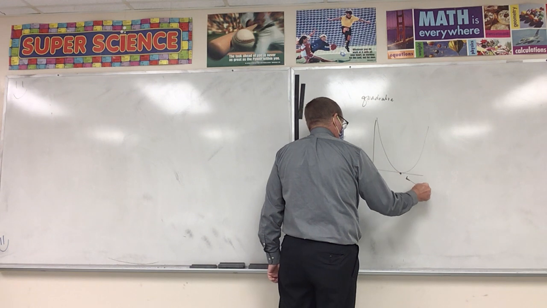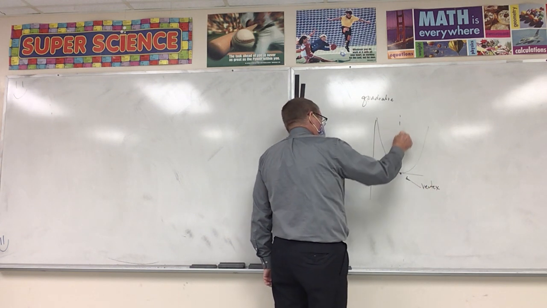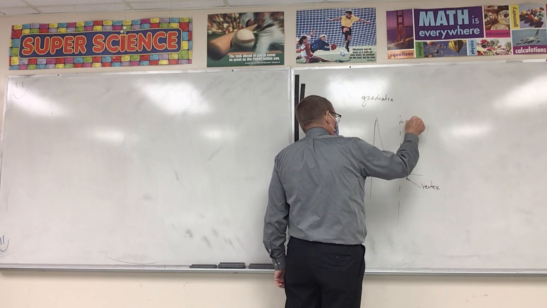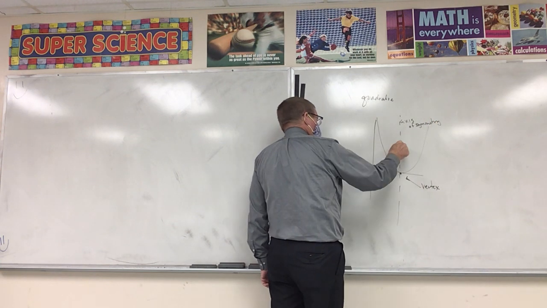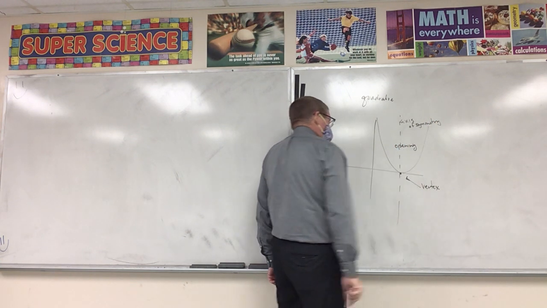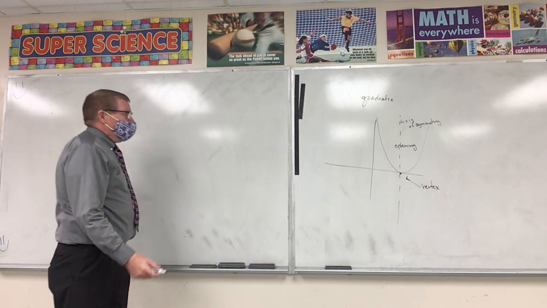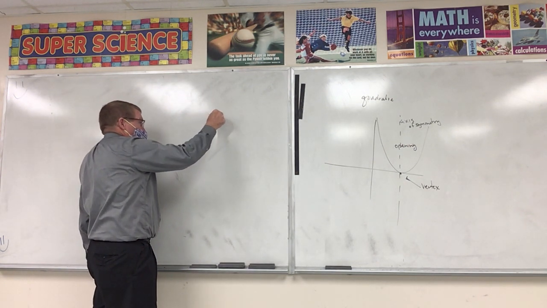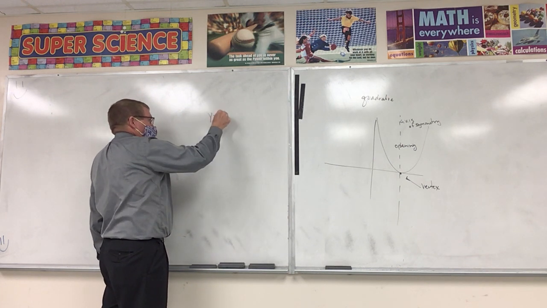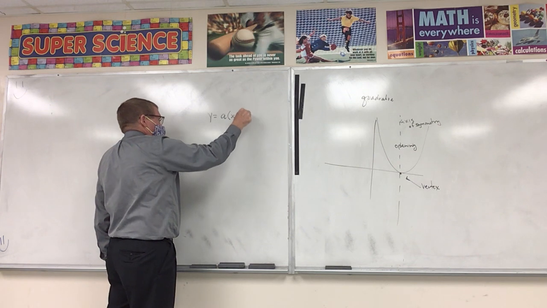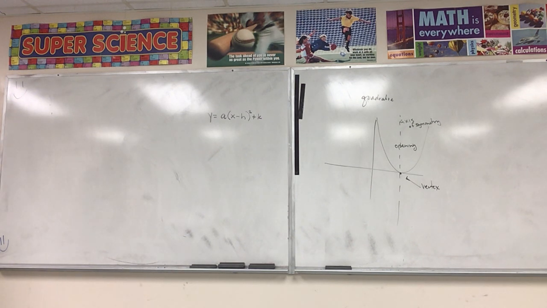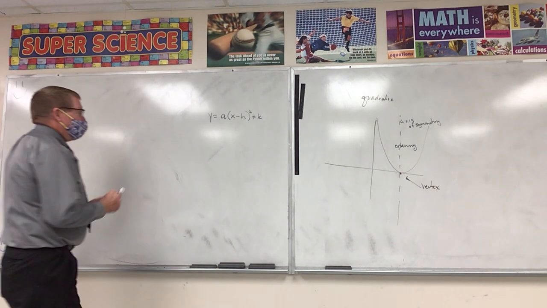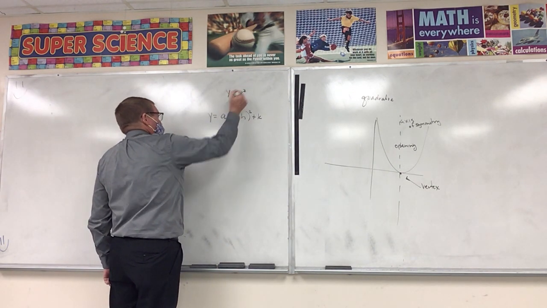Alright, in my parabola, I have a vertex, I have an axis of symmetry, I have an opening. We talked about these in Algebra 2 as well. My standard form of a parabola is y equals a times x minus h squared plus k. My parent function is y equals x squared.